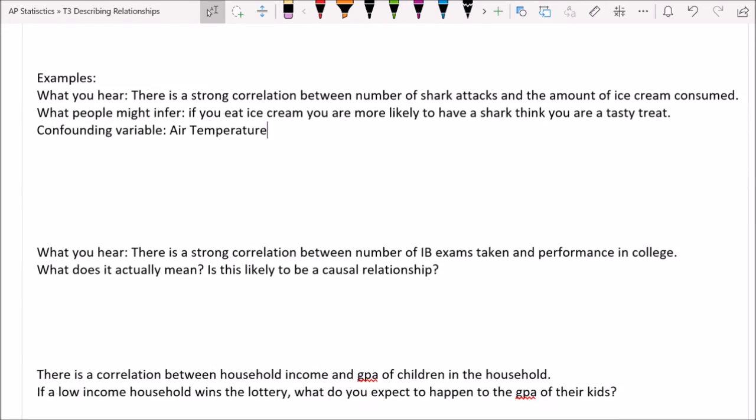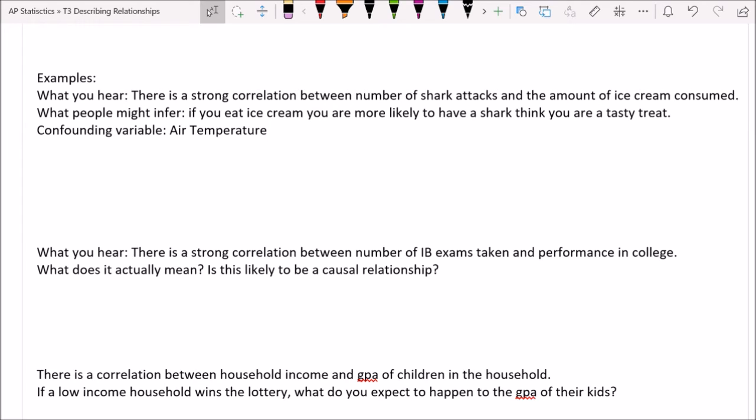Okay, here's another one that may be more relevant to us. There is a strong correlation between the number of IB exams that a student takes and their performance in college. And that's a positive correlation, meaning that students who take more IB exams on average have a better performance in college. So why is that? And what should we do about it?